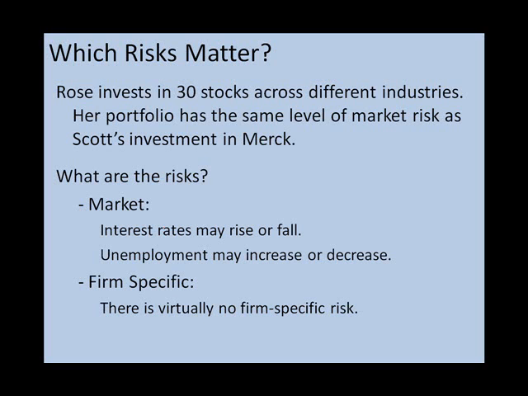Why not? Well, because she's diversified away the firm-specific risk. She holds 30 different stocks, and they're not all perfectly positively correlated, so there are benefits from diversification. In fact, with about 30 stocks, studies have shown you can eliminate pretty much all firm-specific risk. If one of your 30 stocks performs badly, another one is likely to perform well. So these risks balance out. All that Rose has is market risk.